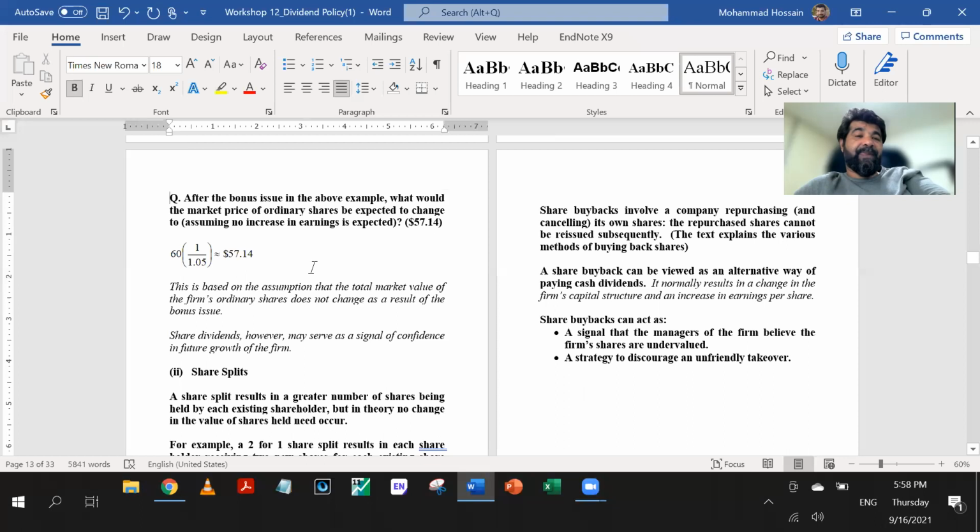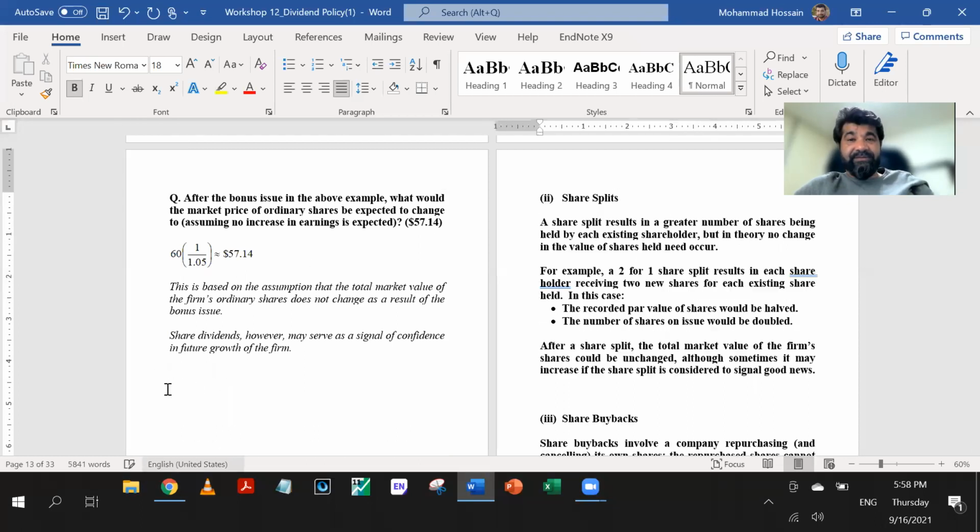All right. We're going to talk about share split. After the bonus issue in the above example, how would the market price of ordinary shares be expected to change, assuming no increase in earnings is expected? Well, in that case, 1 divided by 1.05, since a 5% share dividend was given, that is 1 divided by 1 plus the dividend amount. So 60 multiplied by this.